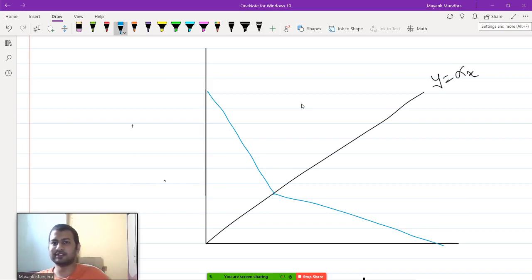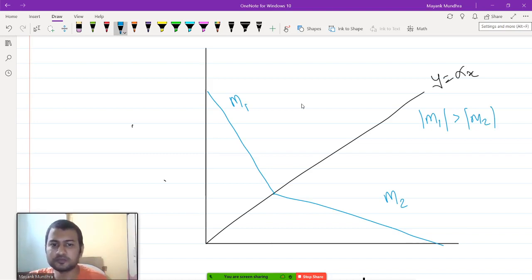Here the indifference curve slope is m1, here the indifference curve slope is m2, such that mod of m1 is greater than mod of m2. Obviously they are going to be negatively sloped, so I just want to avoid all negatives and everything. So the slope here is m1, the slope here is m2, such that the left part is steeper.